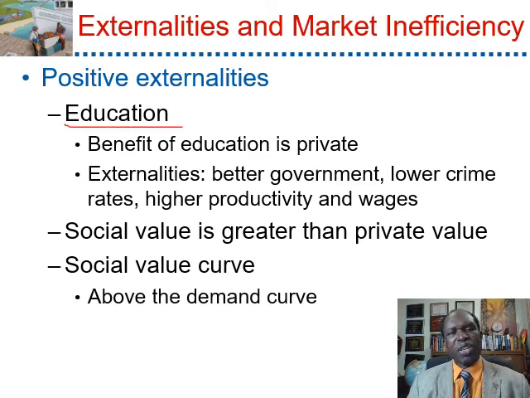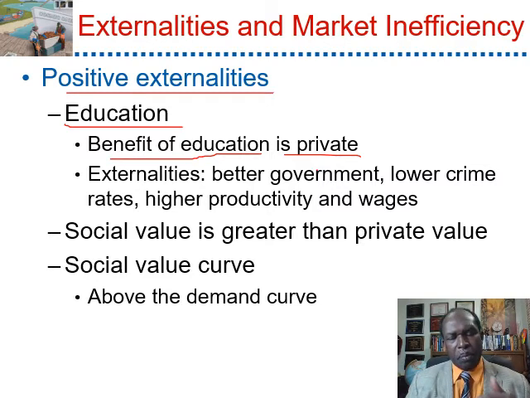In the case of education, which is an example of positive externality, the benefit of education is private. If you go to school, you get a degree, you earn higher income, and then you enjoy that higher income by having better quality of life. But the positive externality could be better government, because you could work for the government, and lower crime rates, because you work, then you make your own money. You don't need to commit crime in order to make a living.